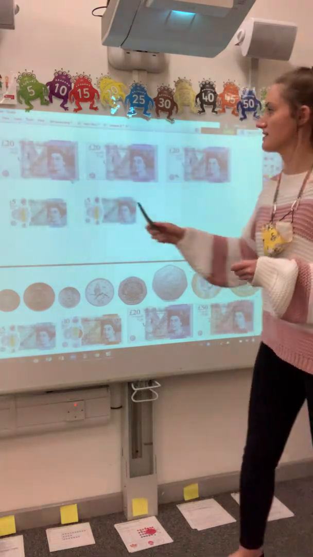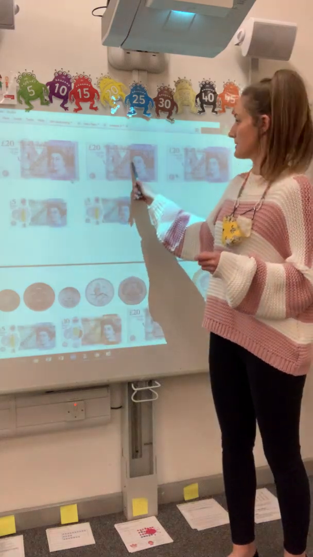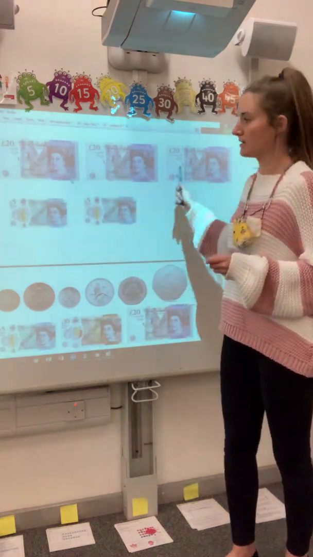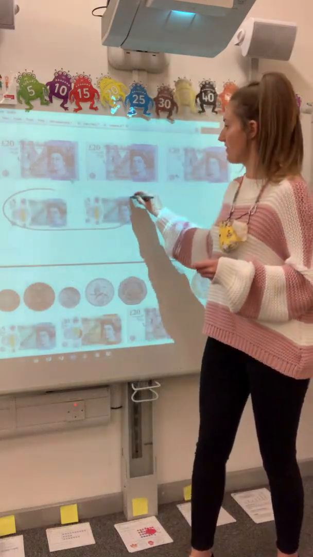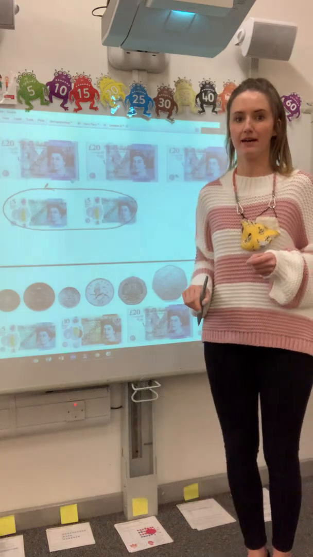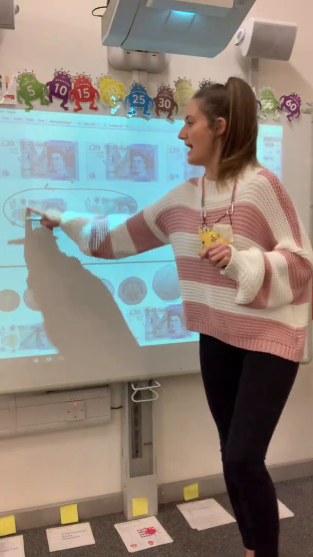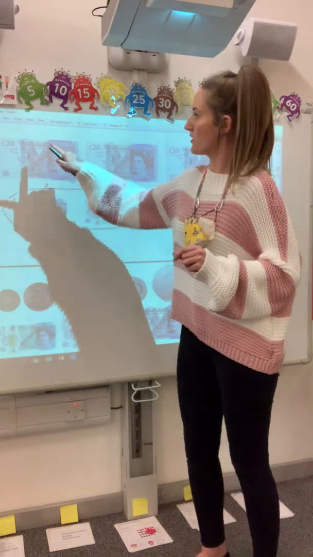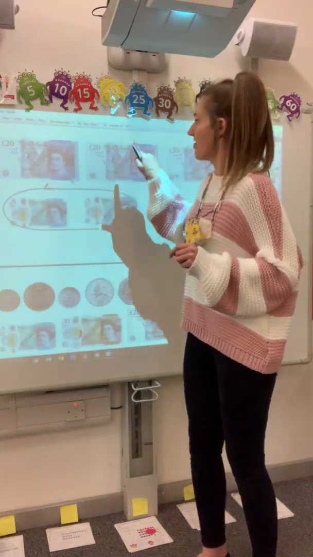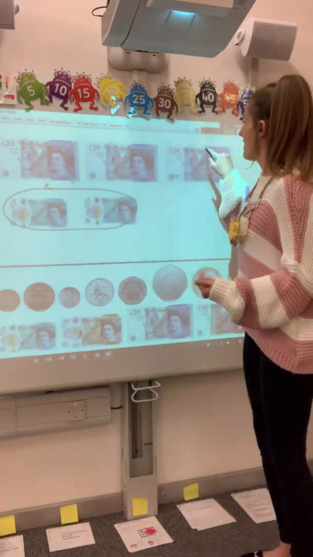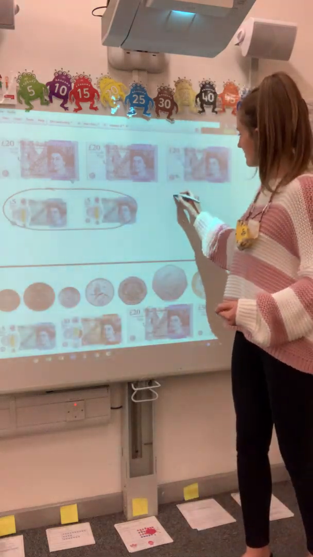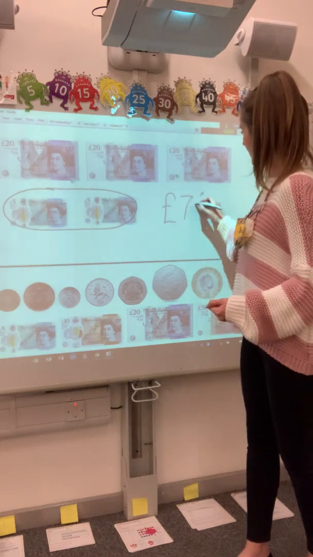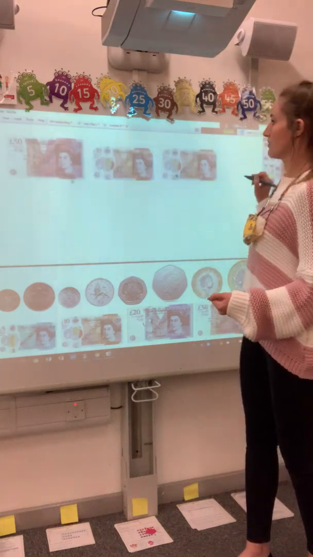We have another amount. We have got £20, £20, £20, a £5 and a £5, remembering what 5 and 5 make. That's right, 5 and 5 make £10. So we've got 20, 30, 40, 50, 60, £70. Let's see if we have another one to do.